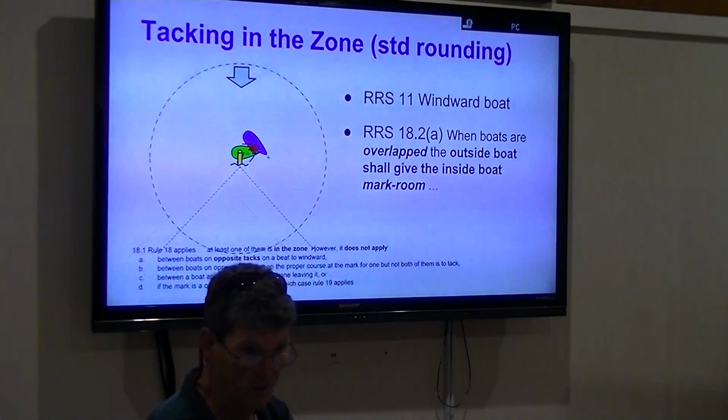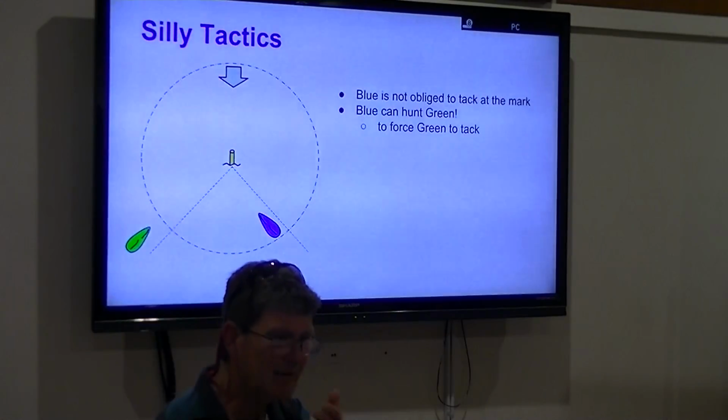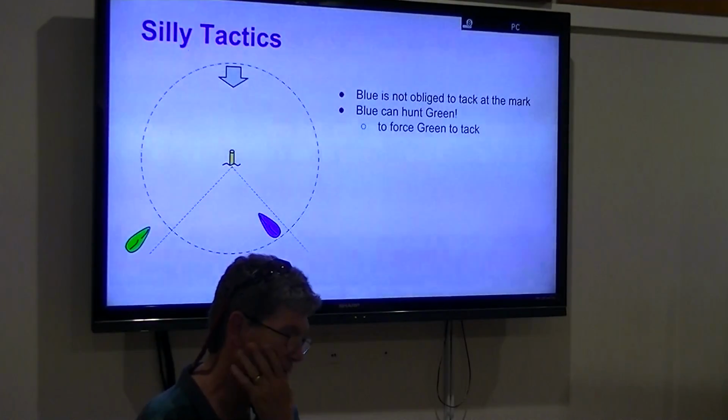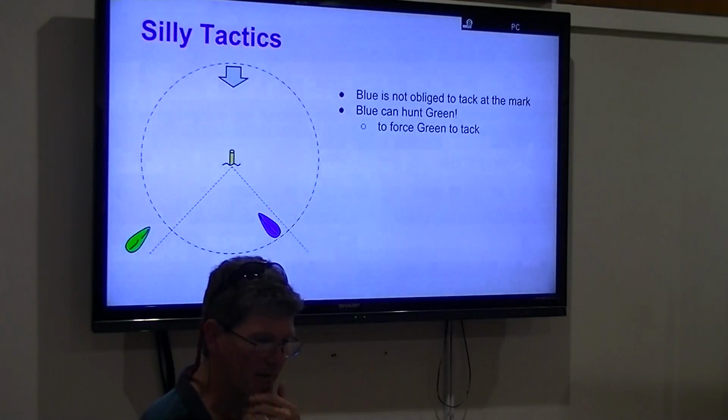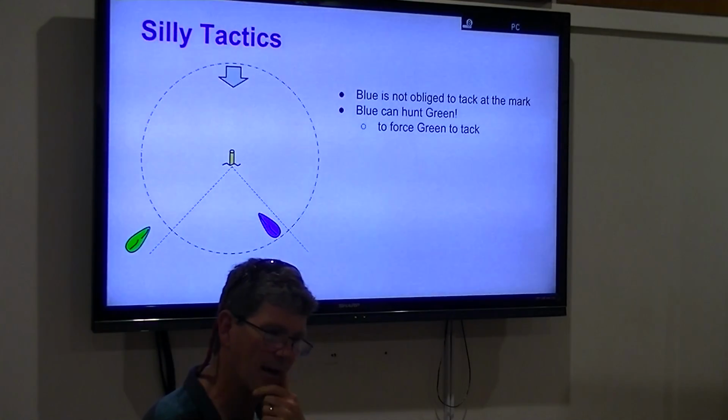If blue tries to shut the door, put it there. Which can lead to some silly tactics. So we've all seen this. Manly mark is a one. Boats coming along the starboard lay line, other boats on the port lay line.